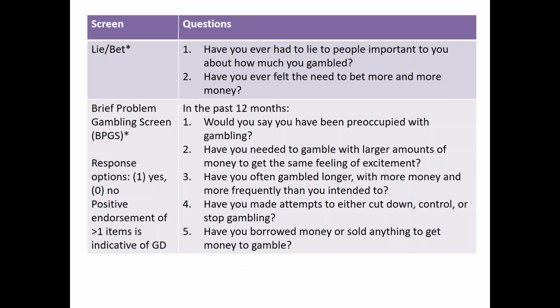So the Lie/Bet: if you do have someone that you suspect might have gambling issues, a validated and reliable tool to use would be this two-item tool. It's as simple as: have you ever had to lie to people important to you about how much you gambled? So that's picking up on that lying item. And have you ever felt the need to bet more and more money? That will detect someone if they have severe gambling disorder. The second screen there will detect anyone that's got low, moderate or severe gambling. So there's some sensitivity around these tools. The longer one will detect people that are at low risk as well.